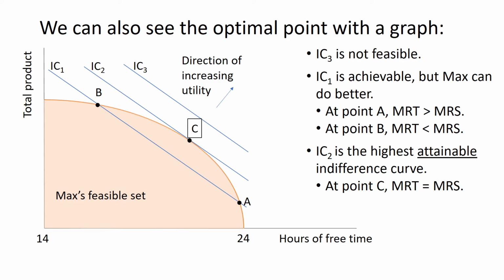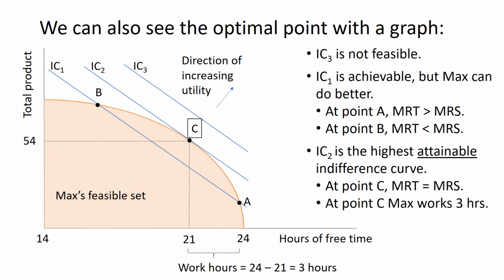And remember that the slope of the feasible frontier is MRT, and the slope of the indifference curve is MRS. So the optimal point is where those two are equal. And that gives 21 hours of free time, which is the same as saying 3 hours of work, which is the same result we got by looking at a table. That means the optimal number of hours in this example is again 3 hours.